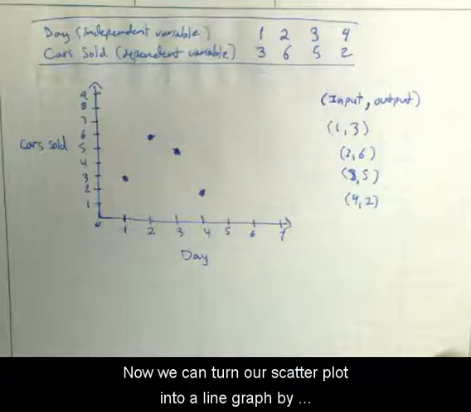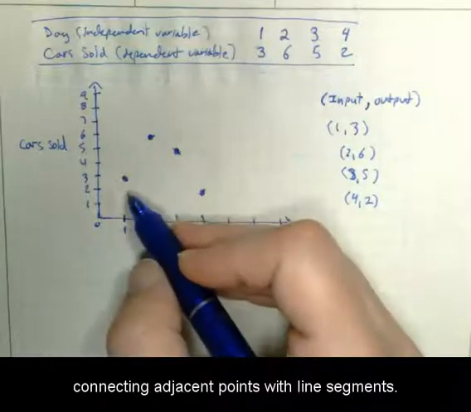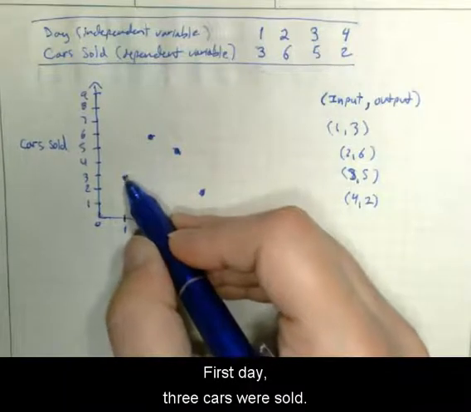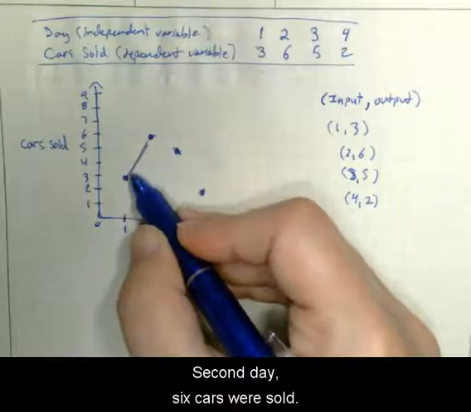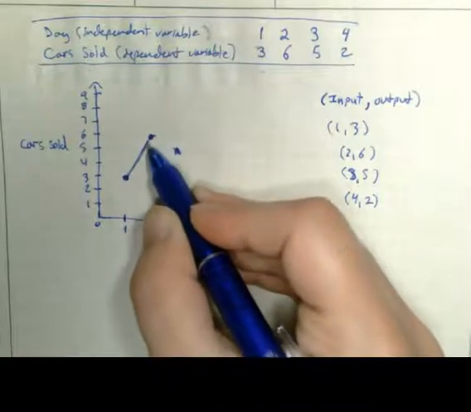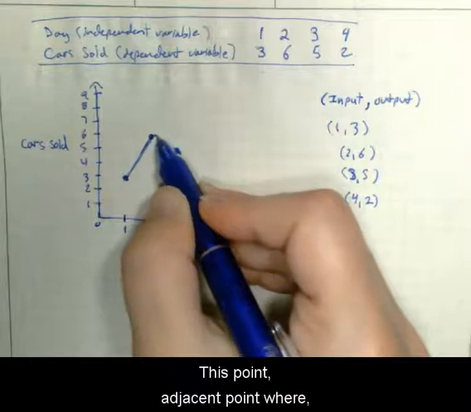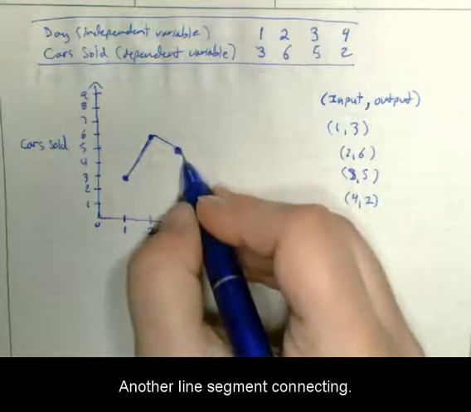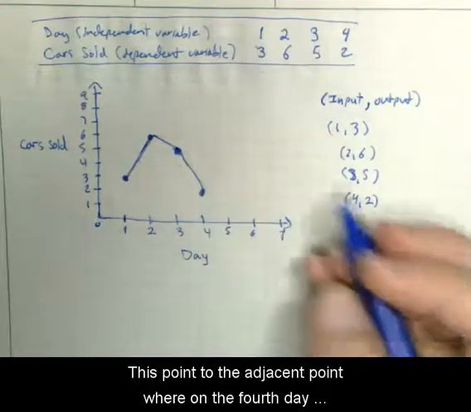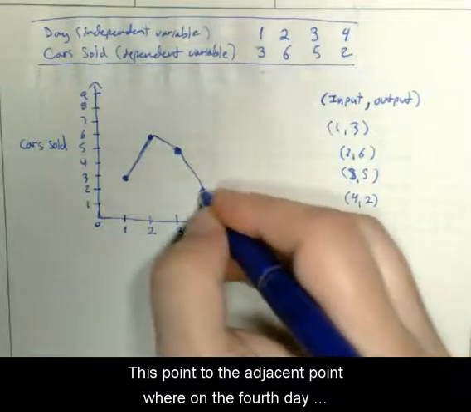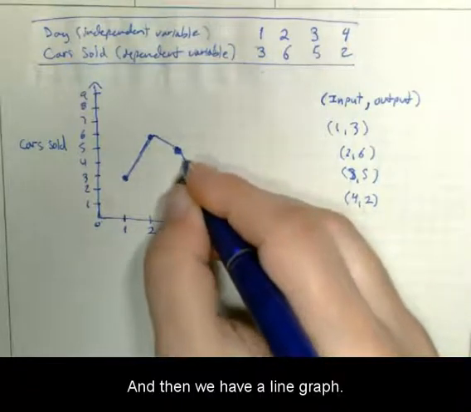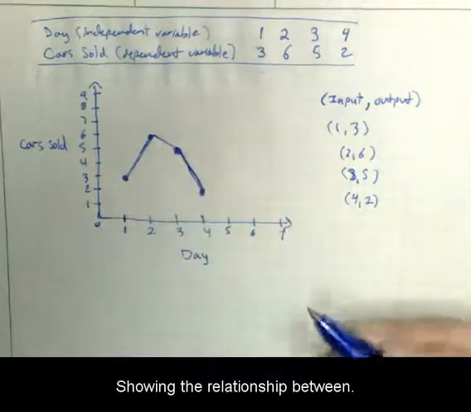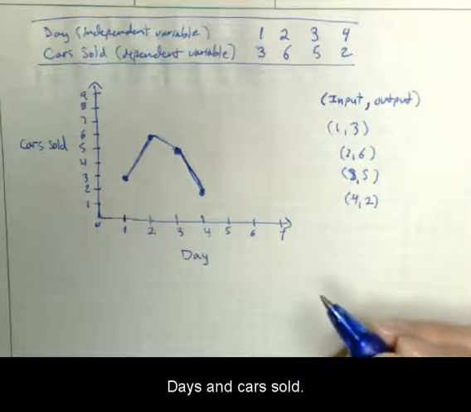Now we can turn our scatter plot into a line graph by connecting adjacent points with line segments. So first day 3 cars were sold, second day 6 cars were sold. Then we can connect this point to the adjacent point where on the third day 5 cars were sold, and then another line segment connecting this point to the adjacent point where on the 4th day 2 cars were sold. And then we have a line graph showing the relationship between the days and the cars sold.